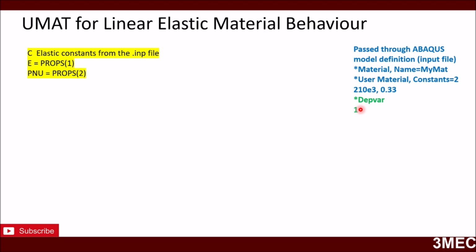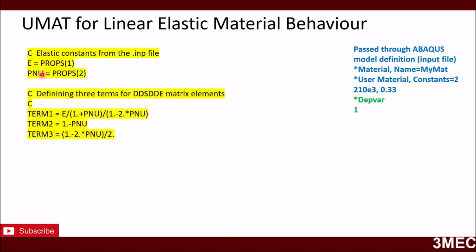So first thing is, when Abaqus calls the UMAT, it goes to the input file and reads these 2 constants, props 1 and props 2. These come directly into the UMAT, and you can assign them as E and nu depending on how you have defined these constants in your input file. So I'm just calling prop 1 as E and prop 2 as the Poisson's ratio.